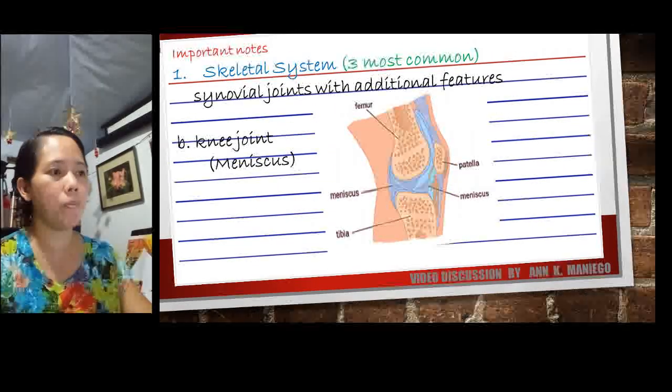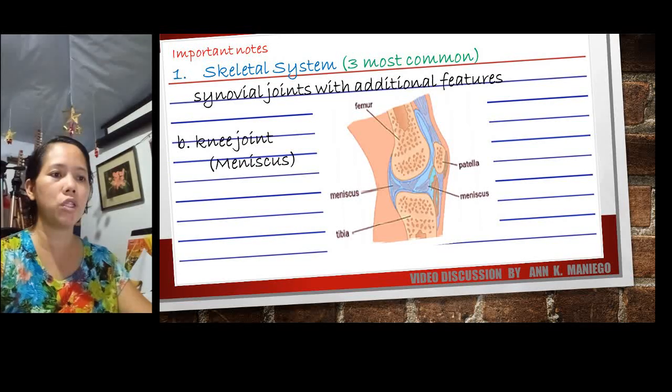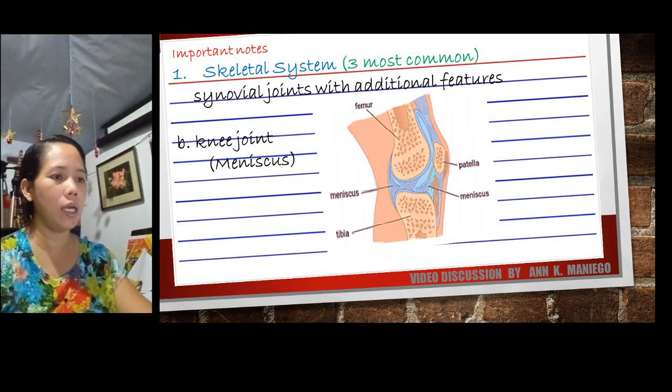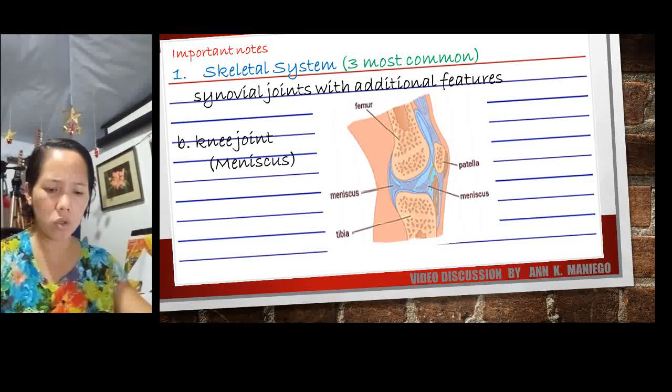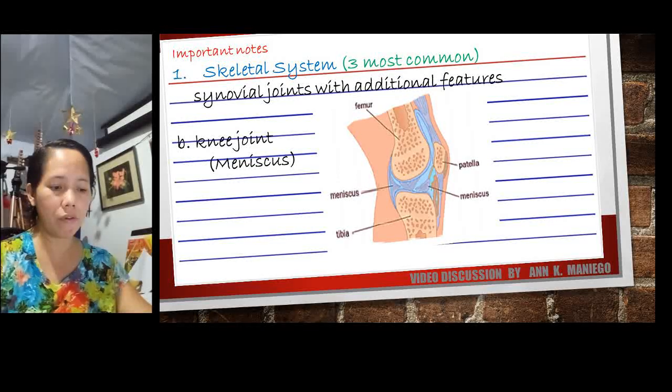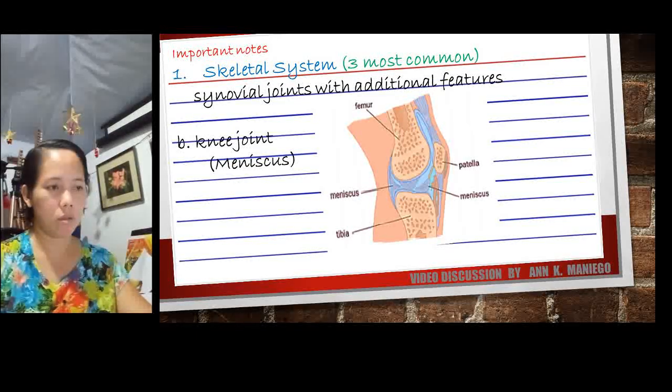So the next part which has a synovial joint nga naa additional feature is the knee joint. No, so sa knee joint naa kay additional feature diha nga si meniscus. So who is meniscus and what is meniscus doing? So meniscus is a wedge of white fibrocartilage that improves the fit between adjacent bone ends. No, so maka-improve siya sa fit between adjacent bone ends, making the joint more stable and reducing wear and tear on joint surfaces. So, ano siya? Wedge, no?